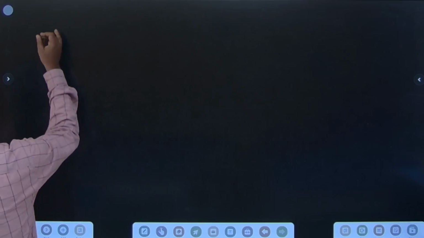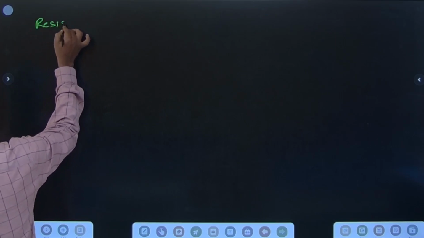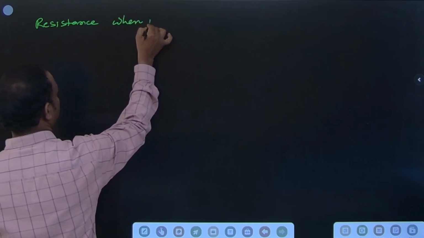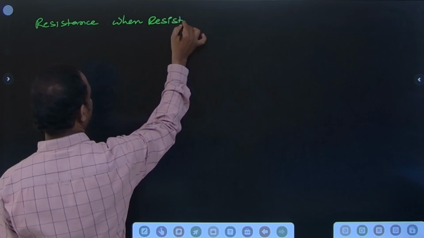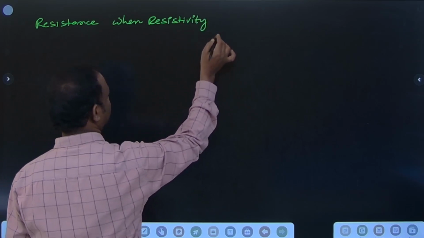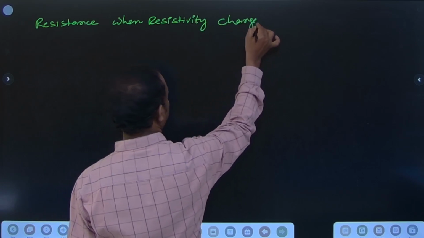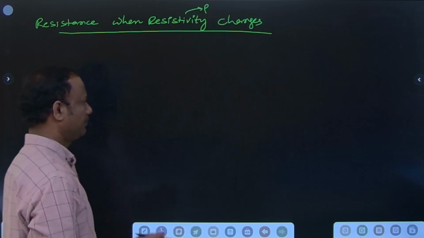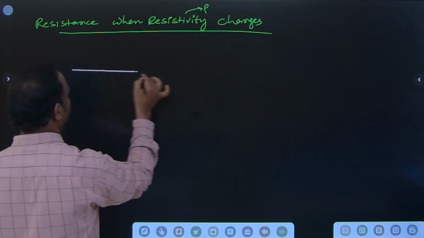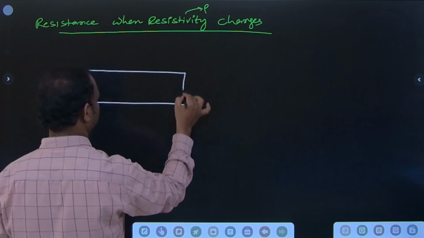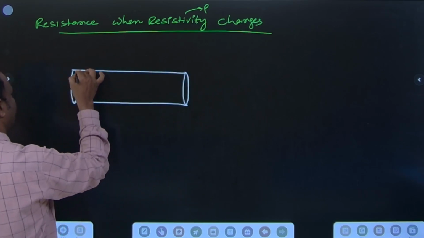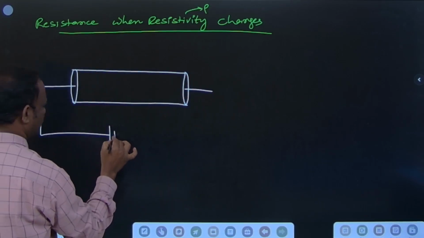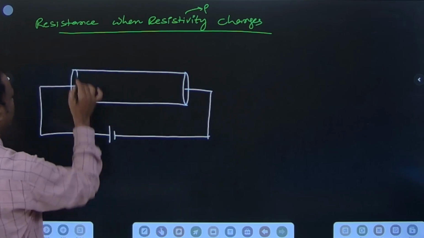Next, resistance when resistivity changes. Resistivity is rho. I'm choosing a rod, a conductor, connected to a battery, creating some potential difference. Now its length is L.